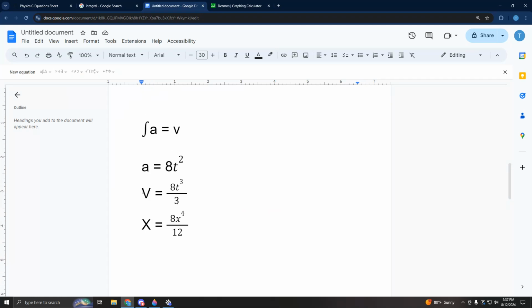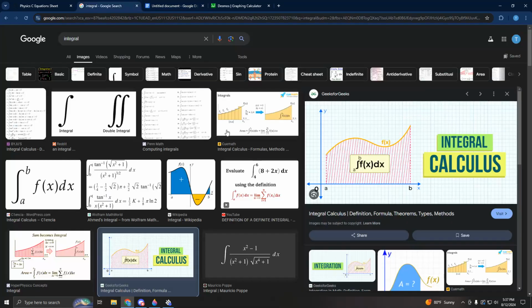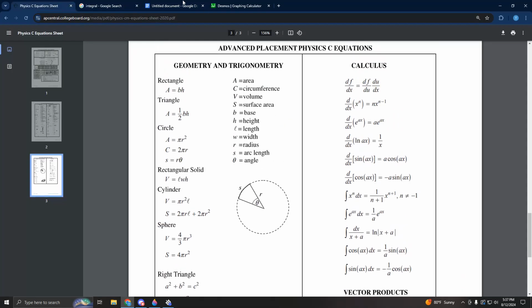The integral of acceleration equals velocity, and the integral of velocity equals position. The derivative of position equals velocity, and the derivative of velocity equals acceleration. So another thing is derivatives and integrals are inverses of each other. So if you take the derivative of a function and then you integrate it, it's the exact same, and the same with the other way around. That's pretty much all you have to know for now.